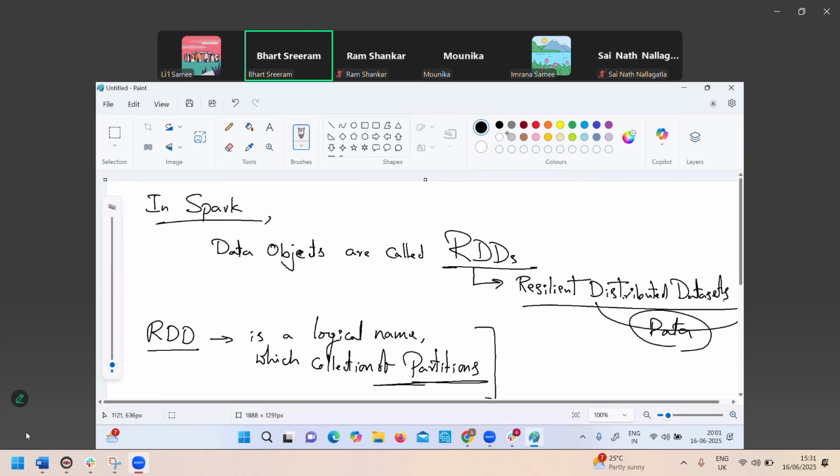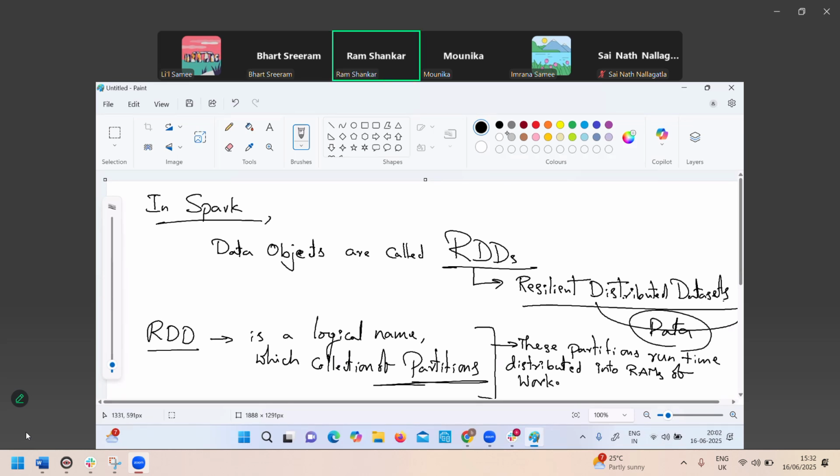Again, one more statement I am adding. These partitions are distributed at runtime into, where is the location? RAMs. RAMs of what? RAMs of worker nodes.